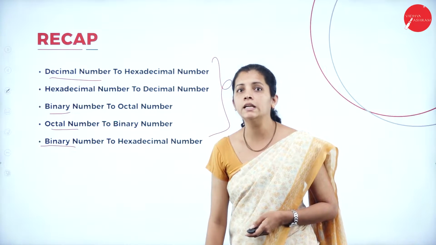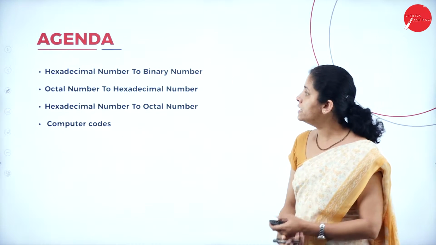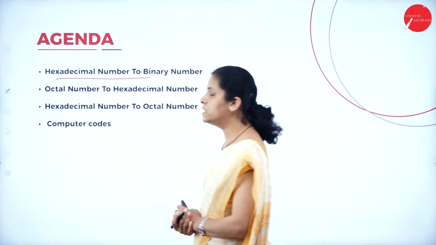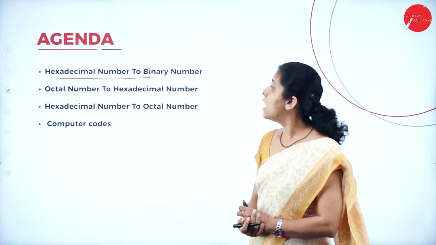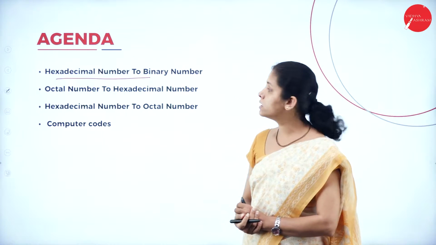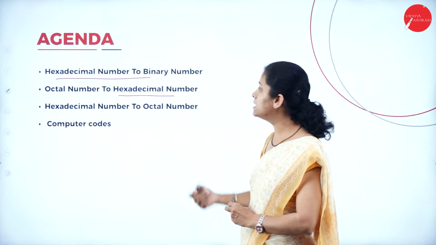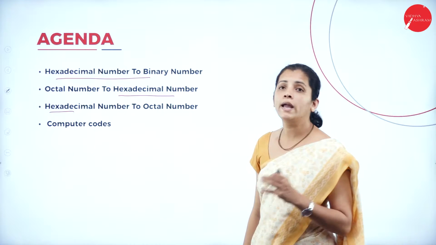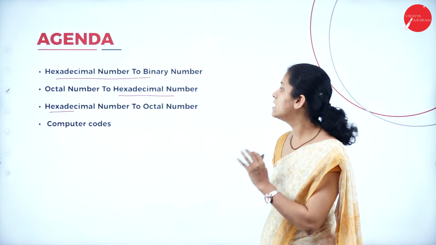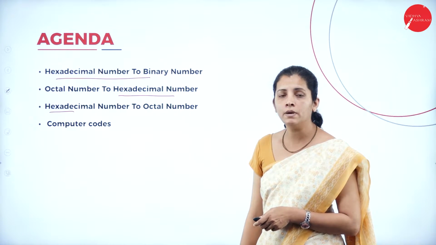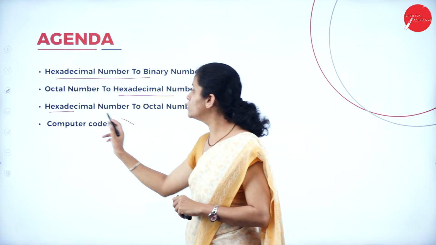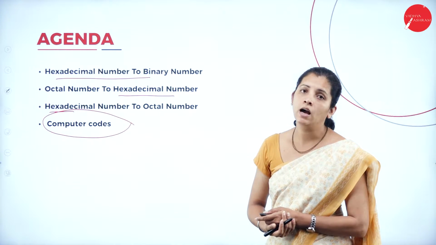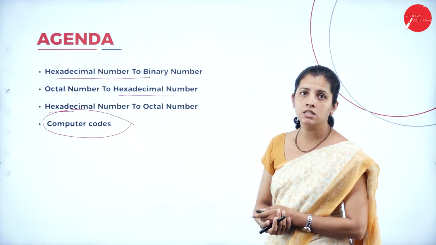But dear students, in today's session, at the beginning, I am going to deal with hexadecimal numbers to binary numbers. Along with that, how can I convert an octal number to a hexadecimal number? Along with that, I am going to deal with how I can convert a hexadecimal number to an octal number. And I am going to deal with computer codes. These are the topics I am going to deal with in today's session.